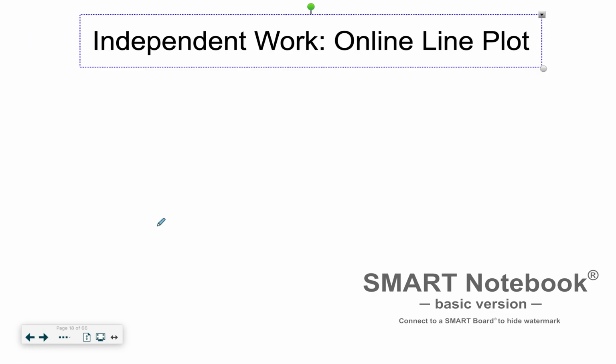Now your independent work online is your online line plot. It's a little different because it's actually a PowerPoint, so you're typing on it. I made a copy for everyone. You just have to type on the slide.